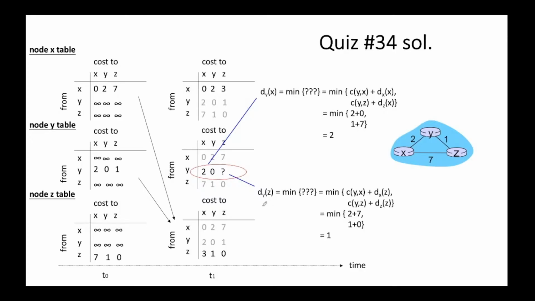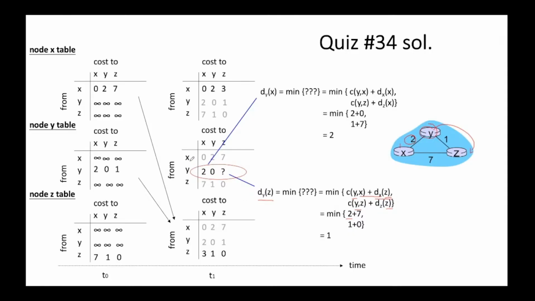The second entry in the distance vector of y is dyz. So again, starting from y, and this time the final destination is z. We'll have to try through both neighbors. First neighbor being x, the link cost from y to neighbor x is 2. The shortest distance from x to the final destination z, dxz.